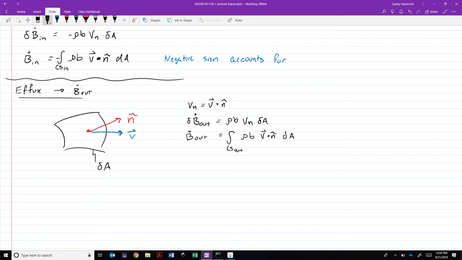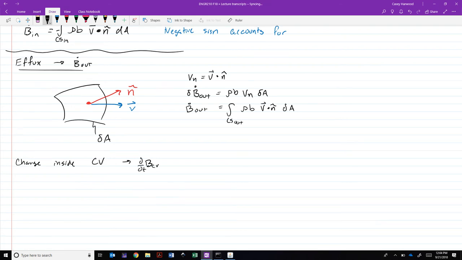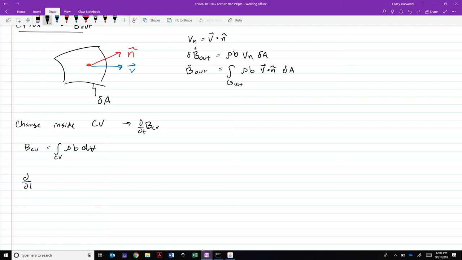So let's put it all together. The last component we didn't account for: this takes care of our flow across the control surfaces, the inlet and the outlet portion. Let's also consider the change inside the control volume, which is the d/dt of B in the control volume. We defined the amount of B in a control volume as B_CV being equal to the integral over the control volume of rho b dV. So it stands to reason that the time rate of change of B_CV would simply be written as d/dt of the integral over the control volume of rho b dV.